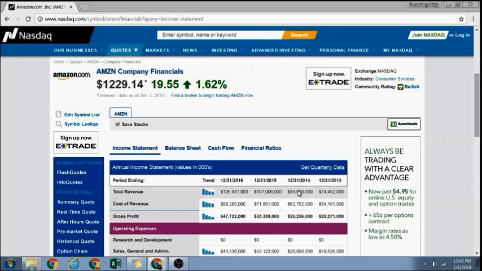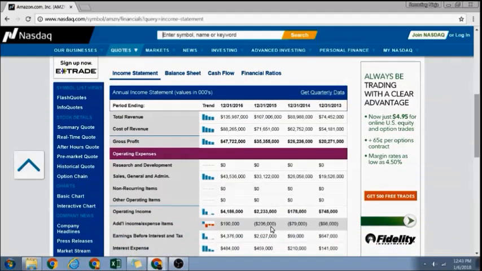On the first line, they list the total revenue they made from selling all of their products and services. Next, they list the cost of generating that revenue. This would include things like employee payroll. So they take their total revenue minus their cost of revenue or cost of goods sold to get their gross profit for the year. Next, they have to take away their operating expenses like research and development, sales and general administration, non-recurring items, and other operating expenses.